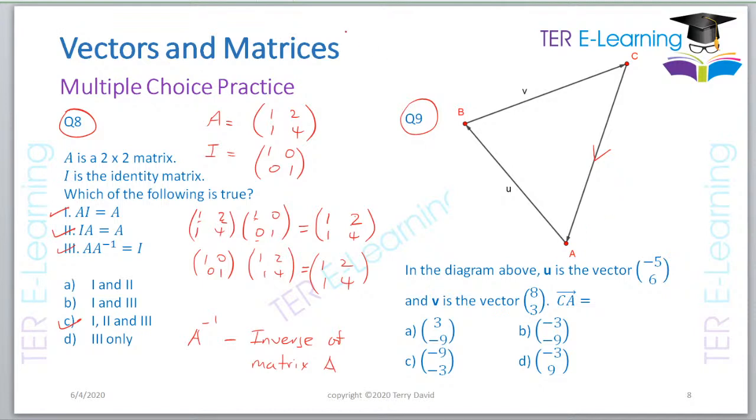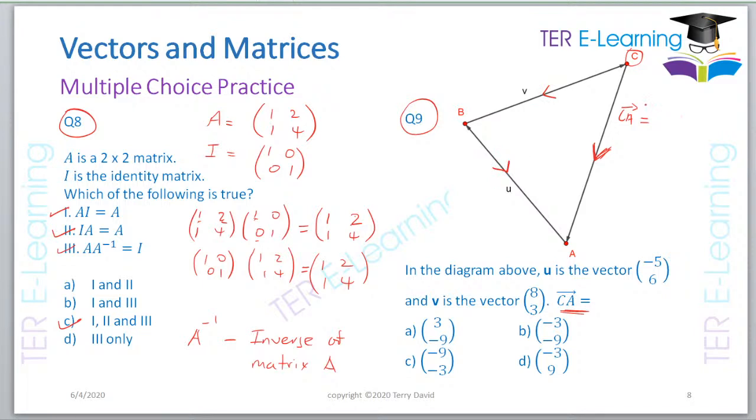Now, this is how I taught vectors in my class. If you look at this diagram here, the question wants to find the vector CA. That's what the question is asking. So CA, I'm starting at C, but I want to end up at A, so CA is in this direction. I can start at C, go in this direction to B, and then go in that direction.